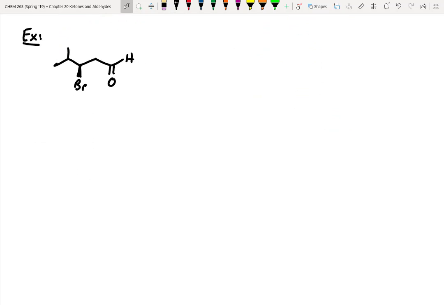So this would be an example problem on an exam. So longest continuous carbon chain would be what? 5. So we go 1, 2, 3, 4, 5. And then we would want to identify functional groups coming off, right? So over here we've got a methyl group. Over here we have a bromo group. What else should I identify? Stereocenters. So let's check this stereocenter right here for bromine. What would that be?